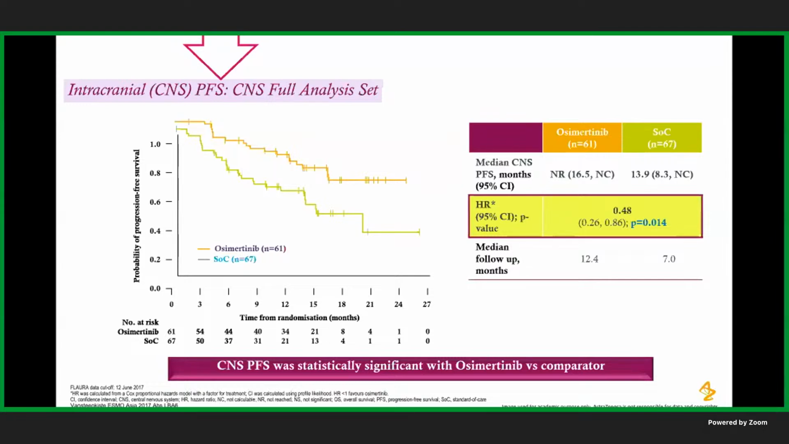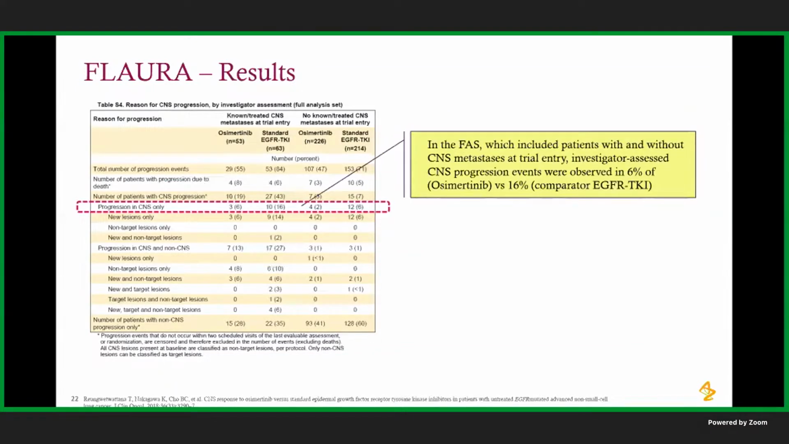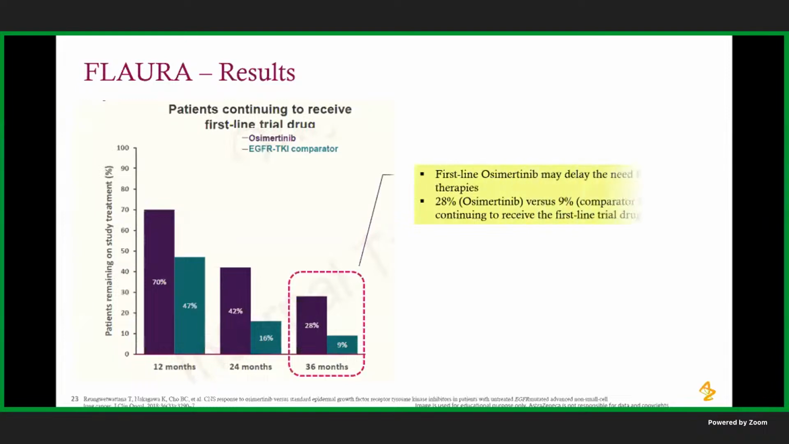In absolute numbers, the median follow-up was 12.4 months versus 7 months. So CNS PFS was significantly higher with osimertinib compared with the standard arm, and CNS progression results were also better by other independent analysis. So first-line osimertinib, therefore, not only had better outcomes, but it also delayed the need for subsequent therapies. 28% versus 9% continued to receive first-line trial drug at 36 months.